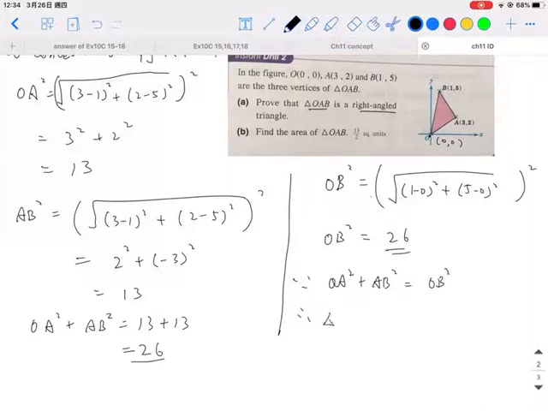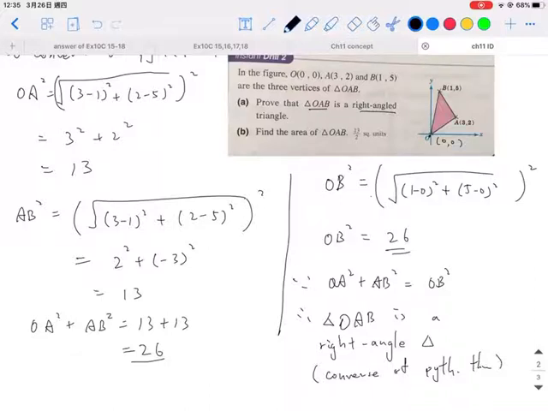So triangle OAB is a right angle triangle, and you need to write down the reason: converse of Pythagoras theorem. Okay, we finished part A.